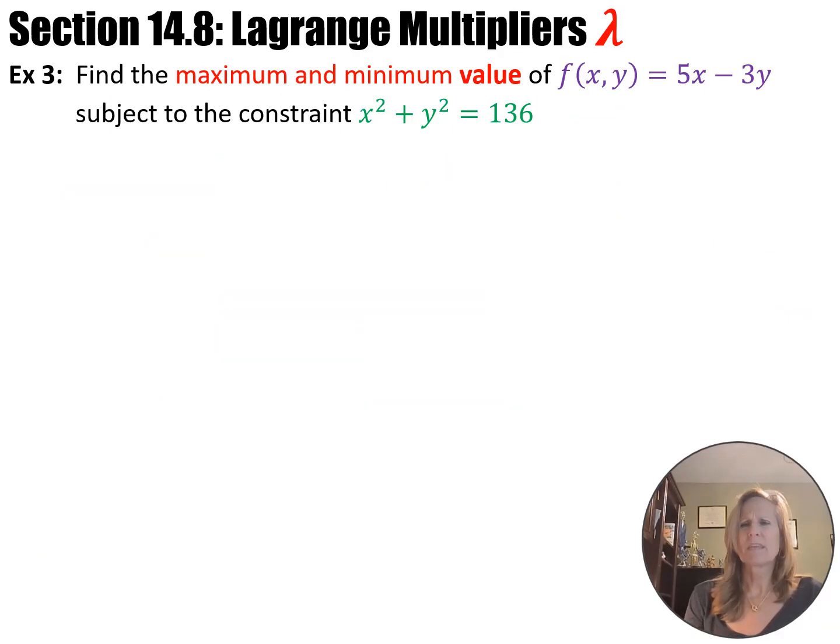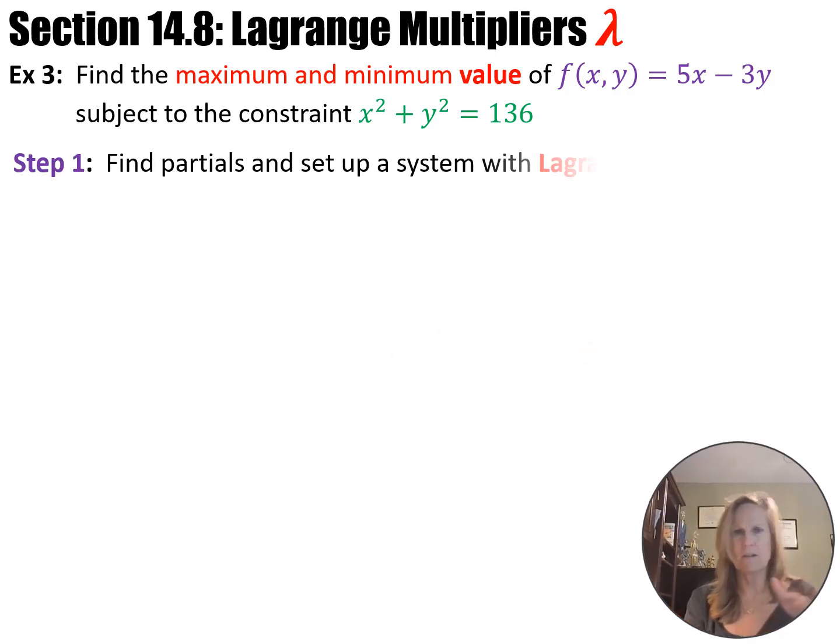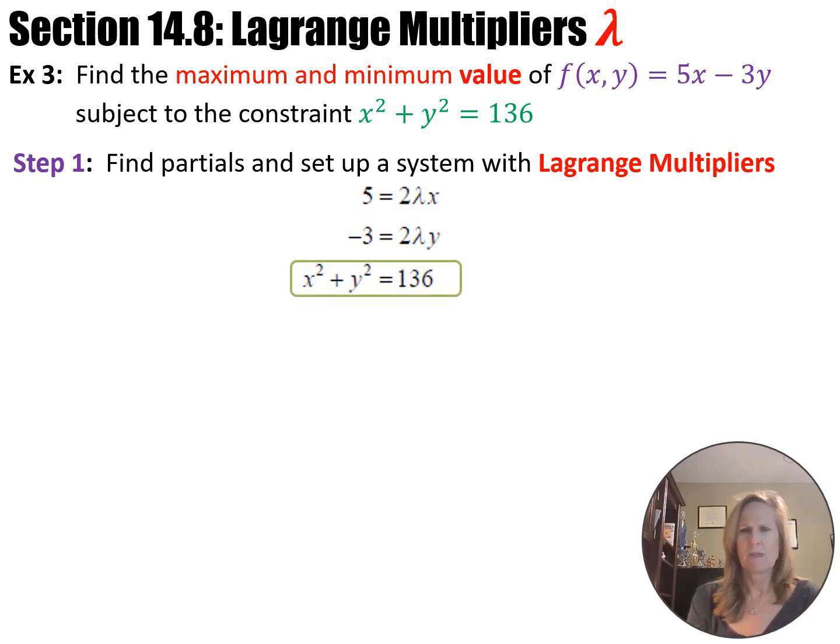All right, let's do another one. So this time I have another very simple surface, 5x minus 3y, subject to the constraint. So this time I'm actually going to write out my step 1, step 2, right? Be very algorithmic about this. Find the partials and set up a system with my lambdas. Right, this time I went straight to the system. That is a system I'm trying to solve. In green, I highlighted what my constraint is.